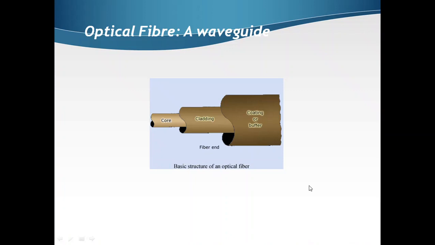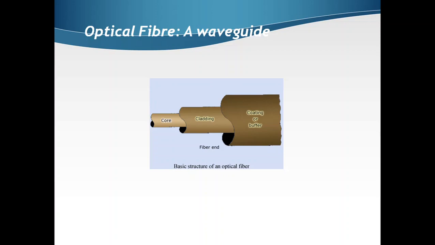So first we will see how the optical fiber is constructed. As we can see in the picture, the optical fiber consists of three layers. The first or the innermost layer is the core layer, the middle layer is the cladding layer, and the outermost is the coating or a buffer.